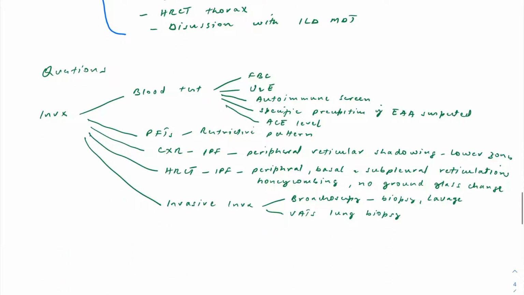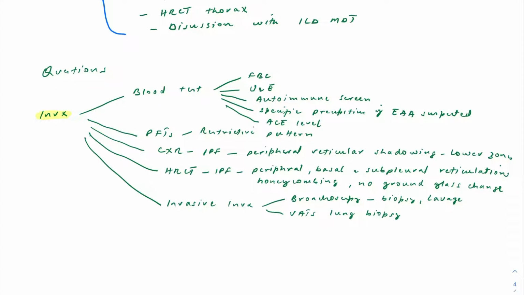I mentioned some common questions which they usually ask in this respiratory session if you come across pulmonary fibrosis. First of all, they may ask how you investigate the patient. So here, again, as I told you in my previous presentation, just divide into groups. First of all, we're going to talk about the blood tests. You want to do a full blood count, urea and electrolytes, autoimmune screen.